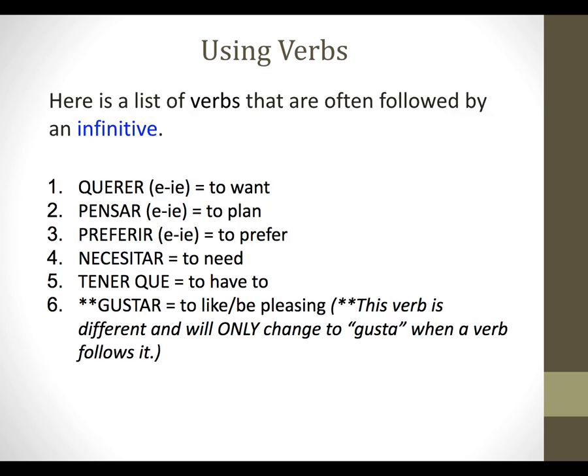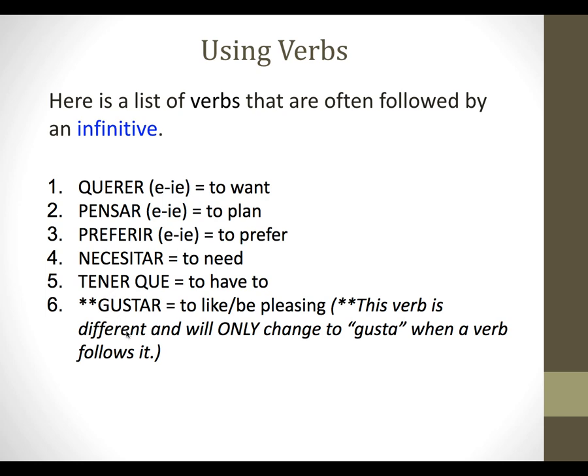All right, now here's a list of verbs that are often followed by an infinitive, okay? So you would conjugate these verbs, and oftentimes you would use an infinitive after them, right? Like I want to play, we plan to travel, she prefers to drink lemonade. Okay, so notice we're saying conjugate and then we follow it up with an infinitive. Okay, so we have querer, pensar, preferir, necesitar, tener que. Remember, this one's special. You have to use tener plus que to say that you have to do something.